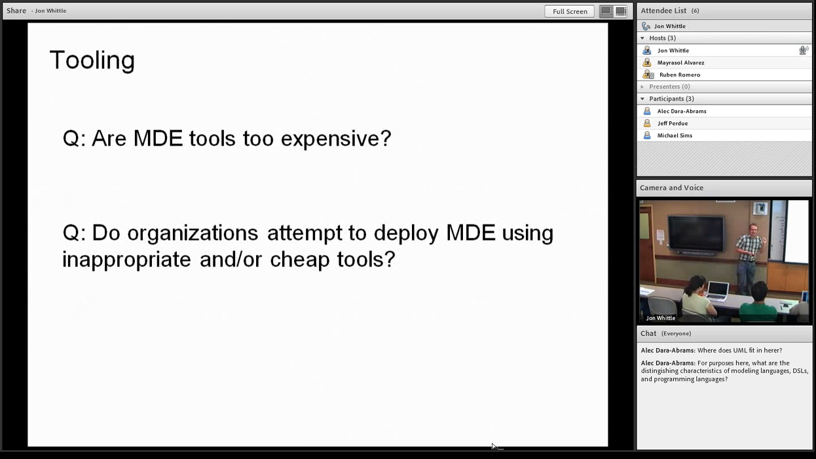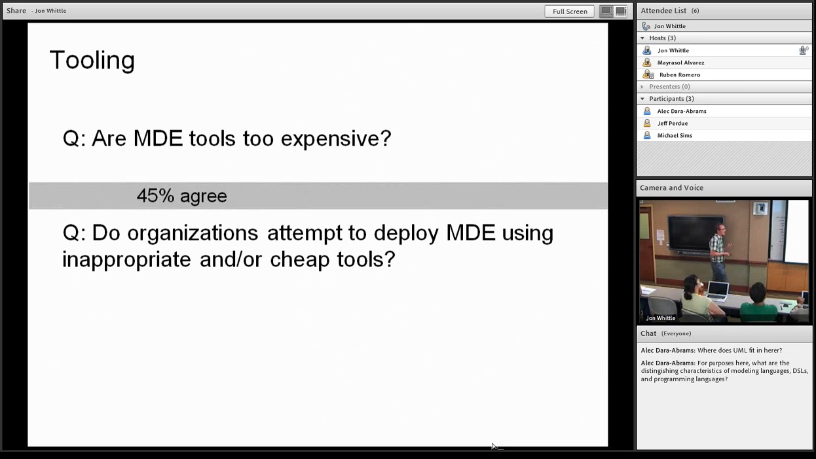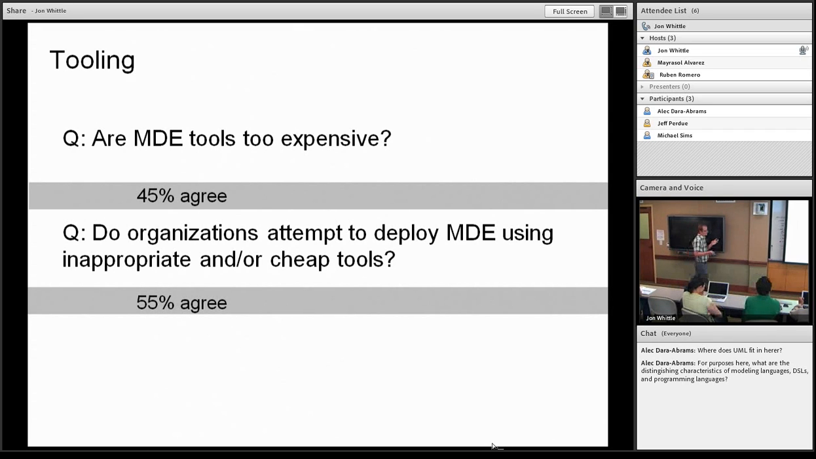And tooling, this is an interesting one. There's been a huge industry about providing modeling tools, and some of these tools are very expensive. I remember $6,000 for a license is one kind of ballpark. Which may perhaps lead organizations to try to deploy MDD using cheaper tools and then not getting it right because they don't have the tooling available. Well, about half of the people say the tools are too expensive, and about half of the people say that organizations are doing it on the cheap.